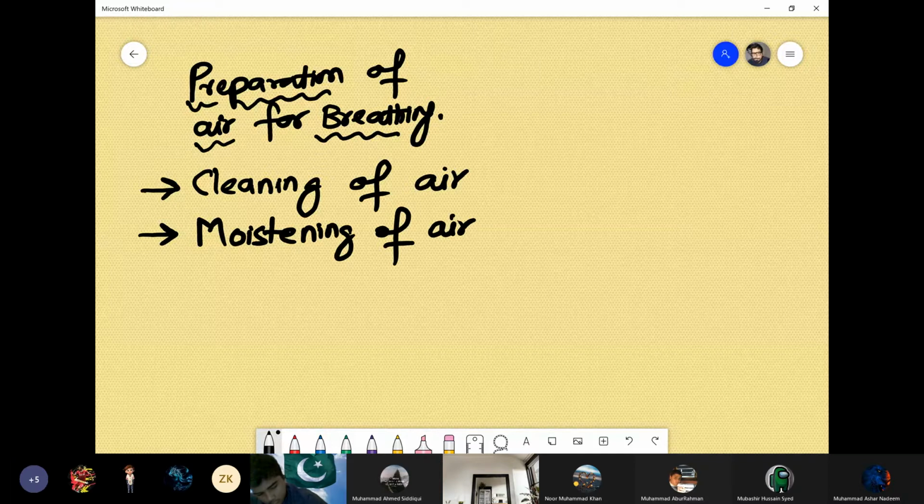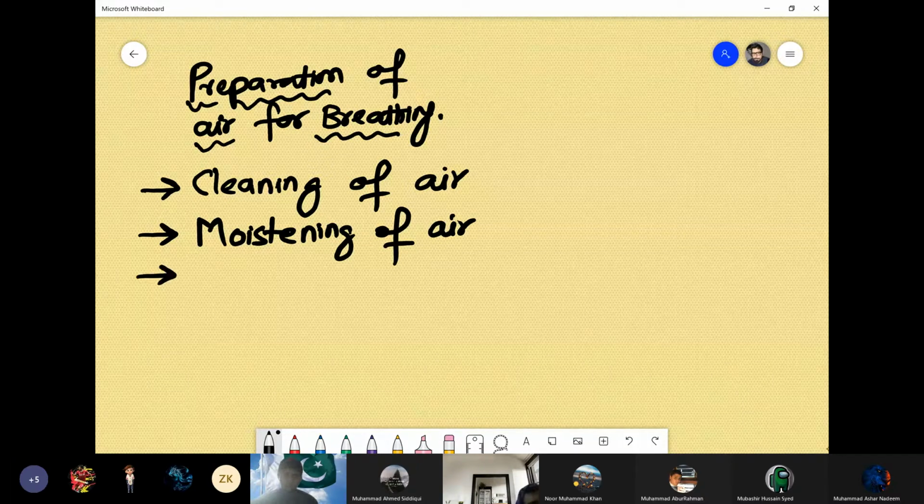Now, we are living here in Saudi Arabia. This is a desert. The weather is very dry over here, so there is very little water vapor in the air. So water vapor must be added into the air so that the breathing system becomes easier and the exchange of gases becomes easier. For that purpose, moistening of the air takes place.